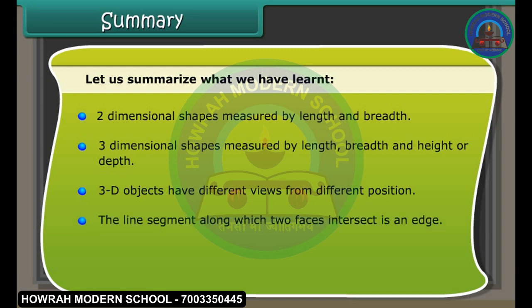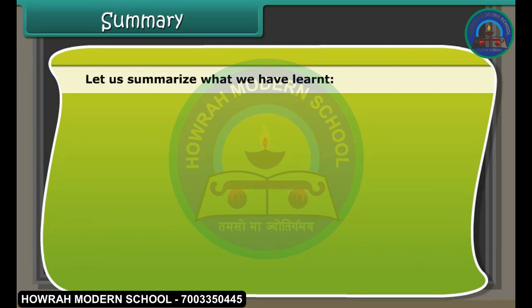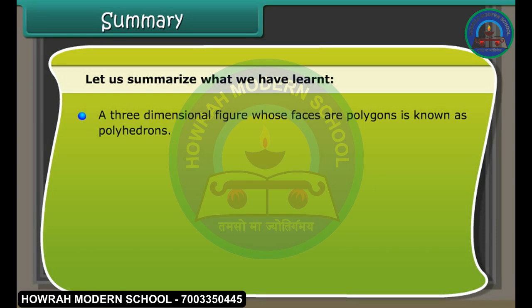The line segment along which 2 faces intersect is an edge. The points at which 3 or more faces meet are called vertices. A 3-dimensional figure whose faces are polygons is known as a polyhedron. Both prisms and pyramids are named after their bases.